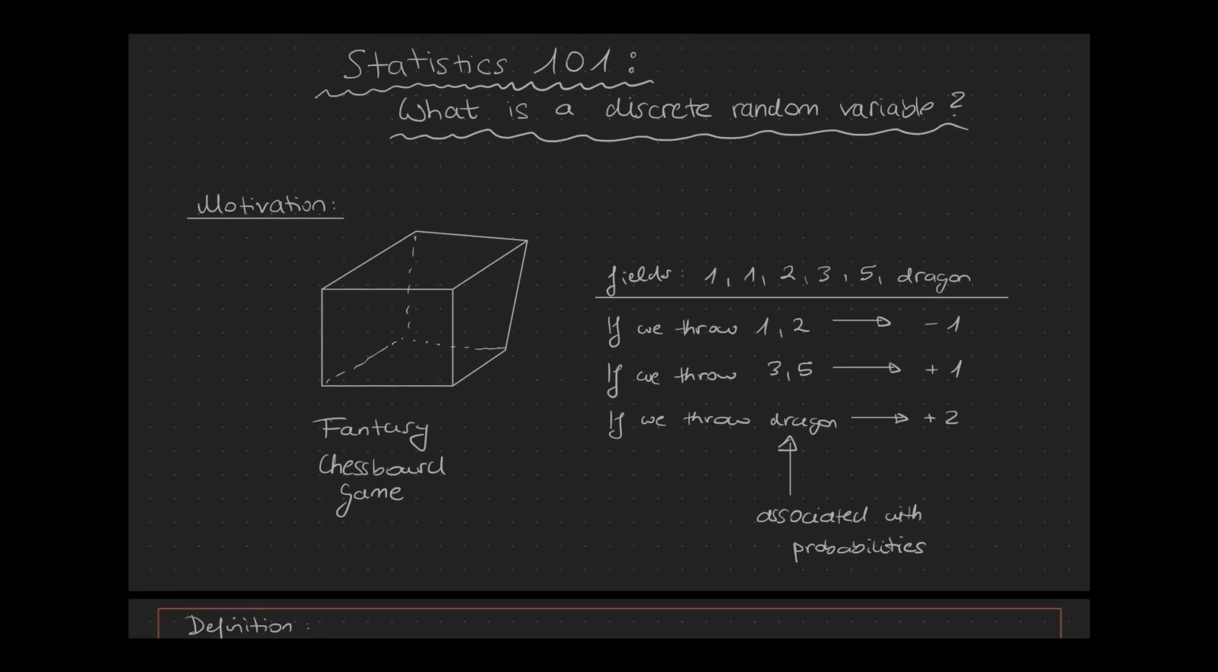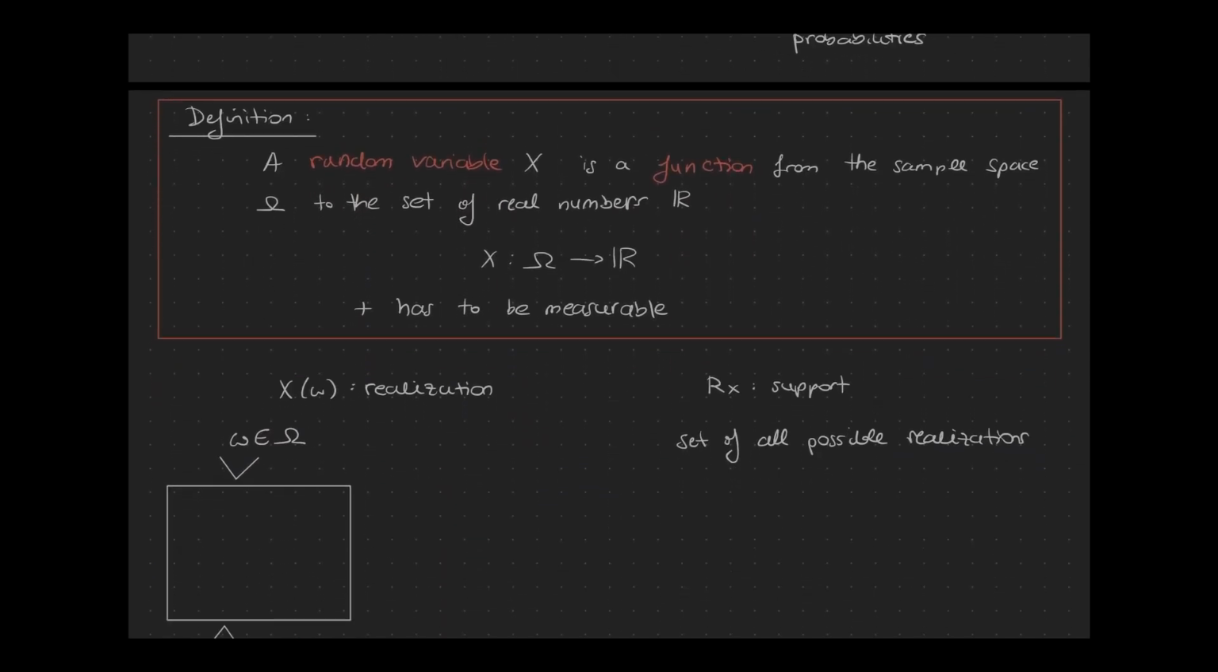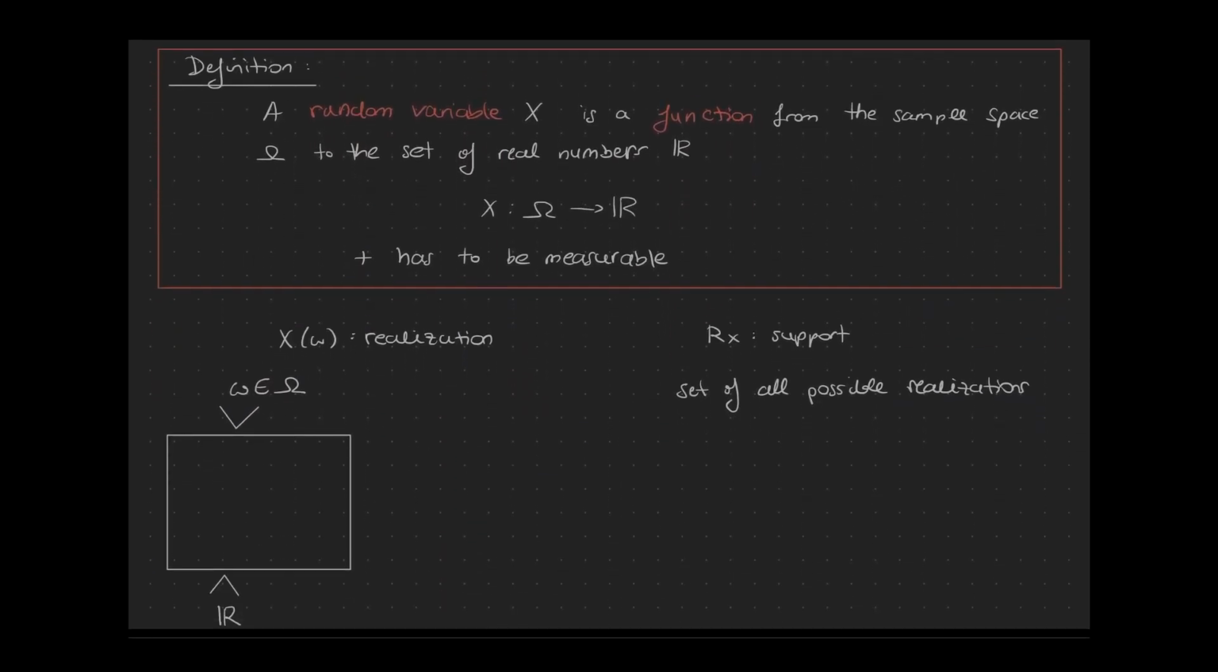Let's move to the formal definition of a random variable. So the definition of a random variable goes as follows. A random variable X is a function from the sample space omega to the set of real numbers, given by this expression. Plus, X has to be actually measurable, but in order to not make it more difficult than this topic already is, we will leave this part out.